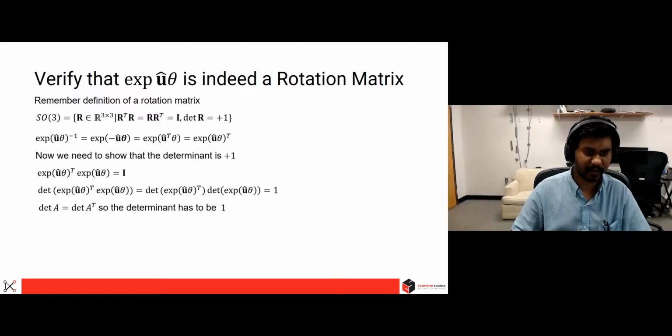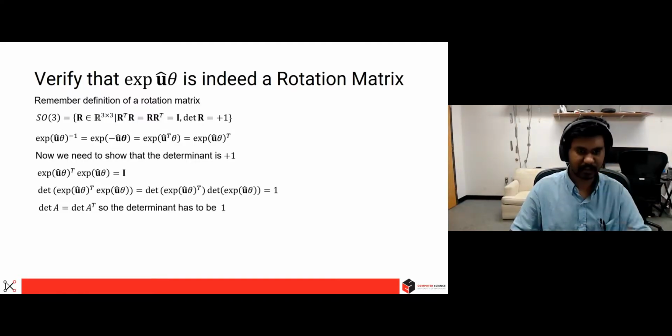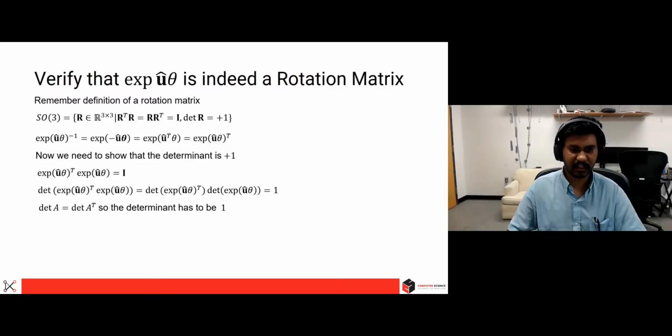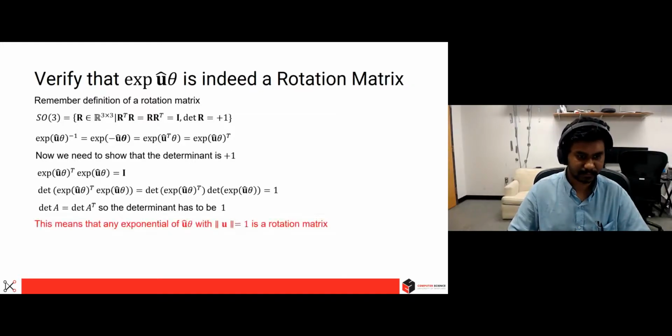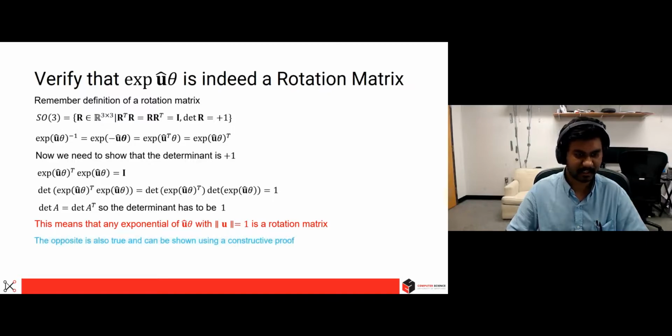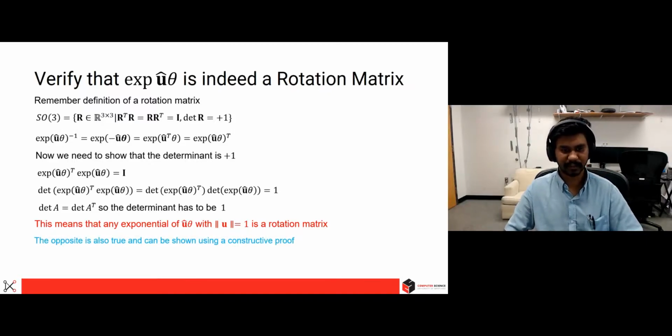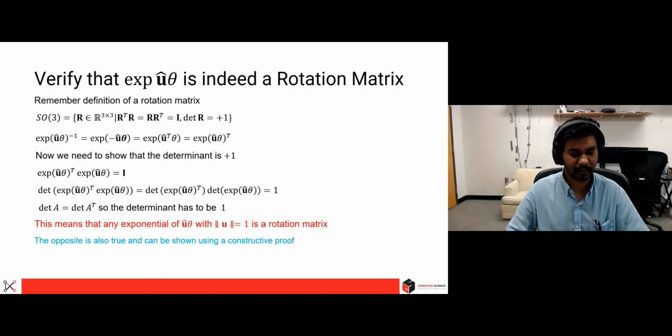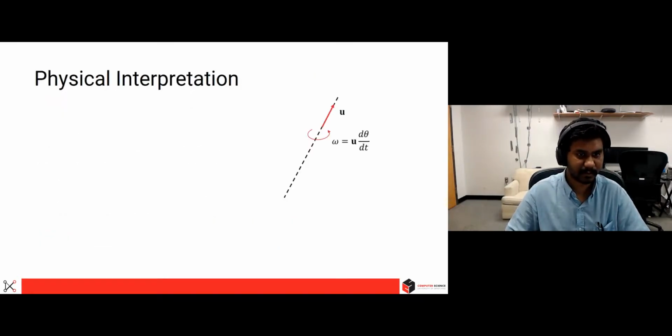So the determinant of A and the determinant of A transpose are the same. So the determinant has to be +1 because they both have to be either -1 or +1. In this case, because we've chosen one of them to be +1, it has to be +1. So this means that any exponential of the form u hat theta with norm of u being 1, which is the reason why we used u hat, is a rotation matrix. The opposite is also true, and it can be simply shown by a constructive proof, which I'm going to leave as a homework exercise.